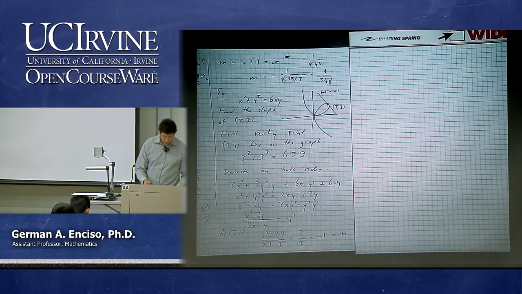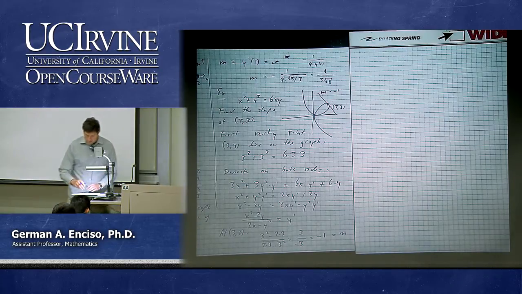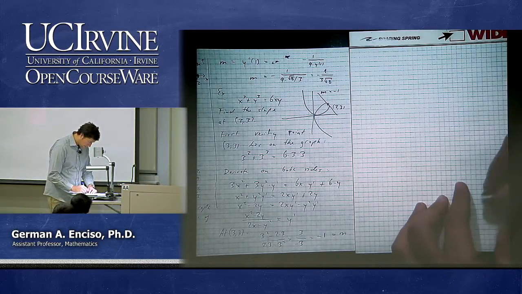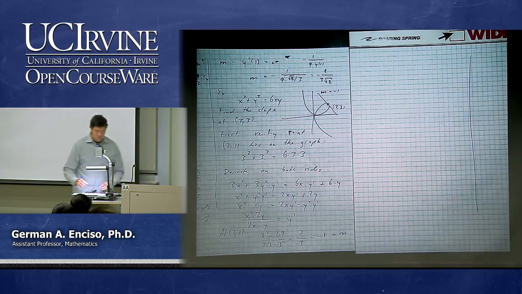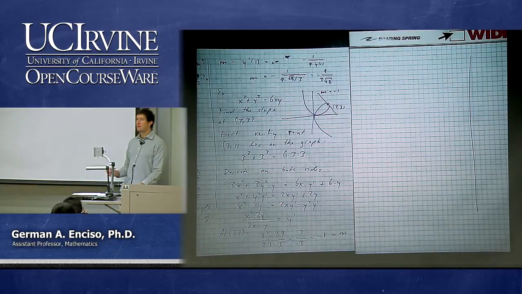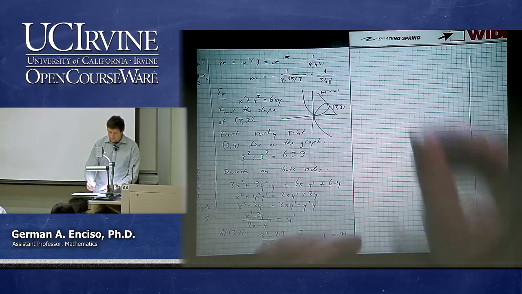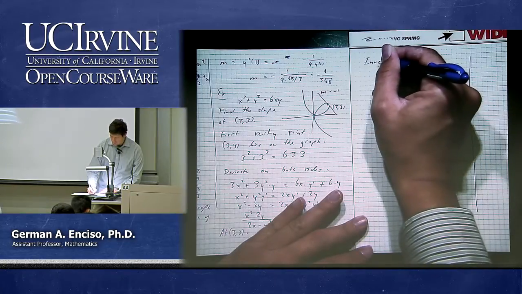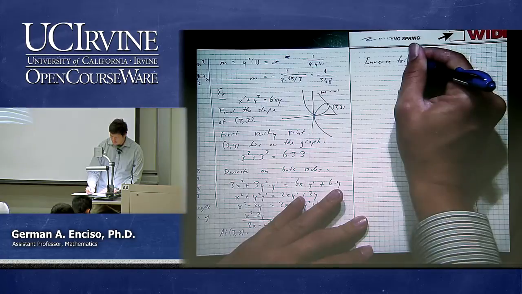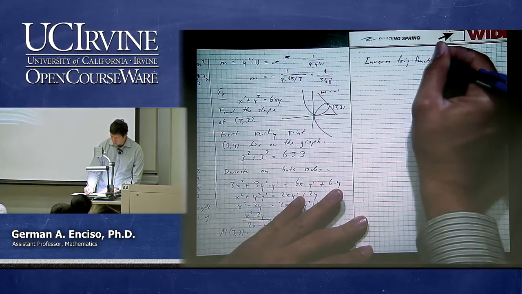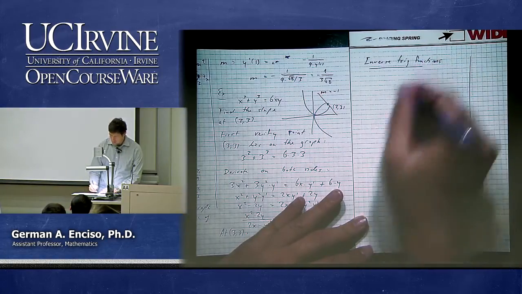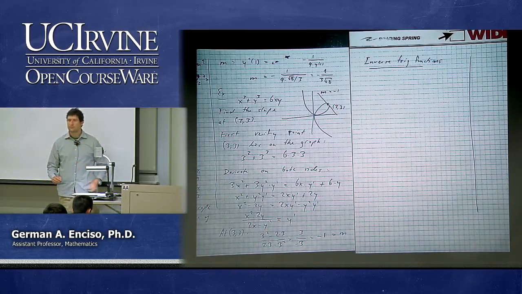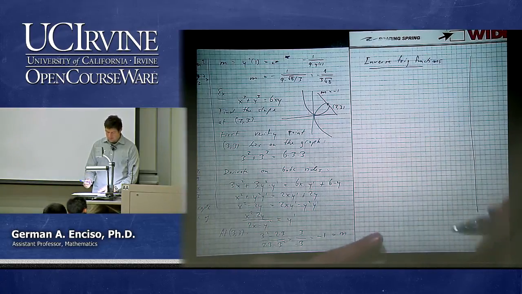Okay. So now we're going to be using implicit differentiation to find out some new derivatives. Just like we found out the derivative of logarithm of x, we can find out the derivative of inverse trigonometric functions. Okay, so inverse trigonometric functions.